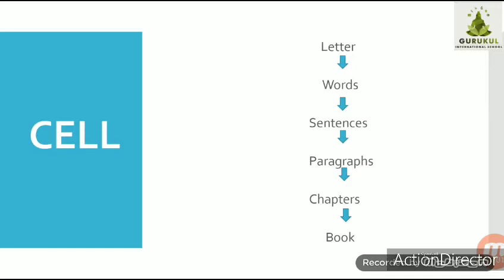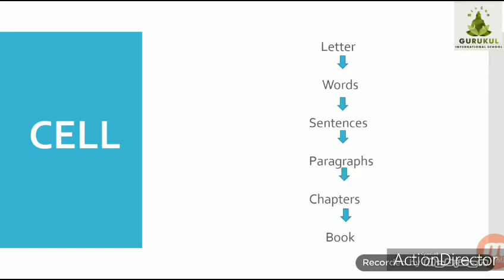On the screen you can see a flow chart. Very first it is given a letter. Which are the letters? A, B, C, D, these letters. Two or more letters come together and form one word, correct? Using the letters, words are formed. Many words come together and sentences are formed. Then different sentences come together and paragraphs are formed. Many paragraphs come together and one chapter is formed, and many chapters are compiled together and one book is formed, correct?